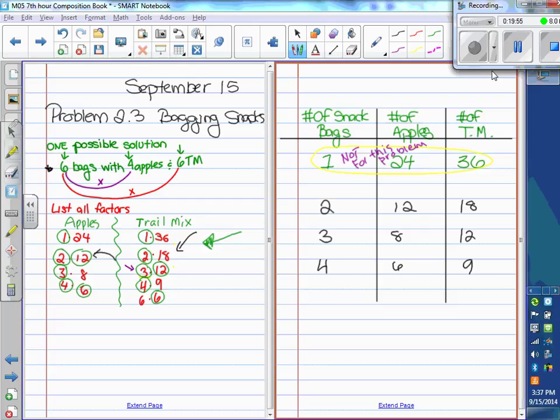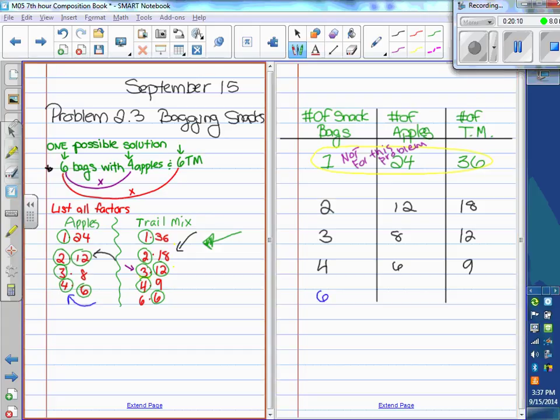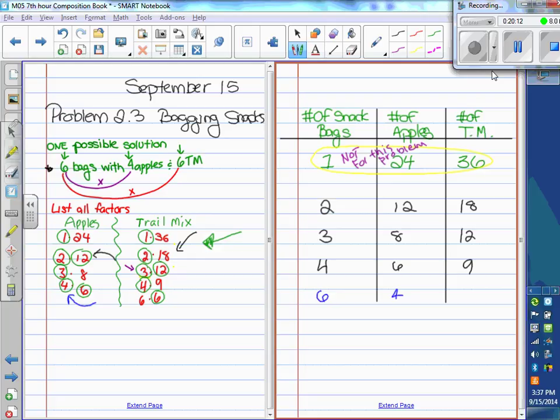Okay, so I'm going to go ahead and finish the problem up. We're going to look for the other common multiple. So we've already done 1, 2, 3, 4. You could also have 6 bags. Then you would have 4 apples and 6 packets of trail mix. And then finally, you could have 12 bags with 2 apples in each bag and 18 packets of trail mix. Those are all the combinations.